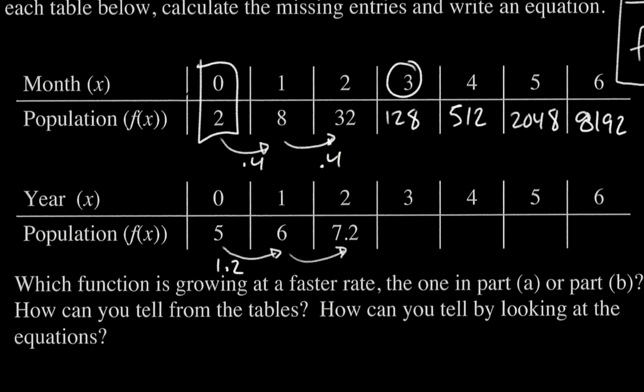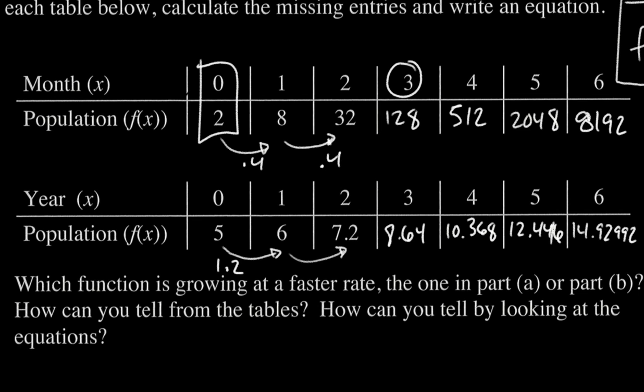Let me do that with the 6. 6 times 1.2 gives me 7.2. That's right. So I'm multiplying by 1.2 each time. So this is going to be 8.64, times 1.2 is going to give me 10.368, times 1.2 is going to give me 12.4416, and then times 1.2 is going to give me 14.92992.